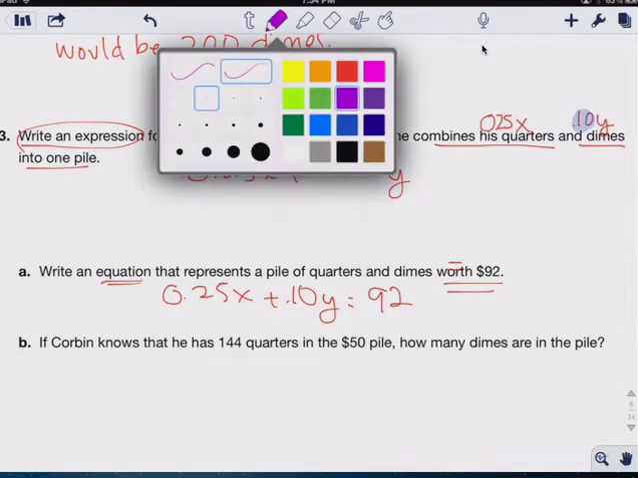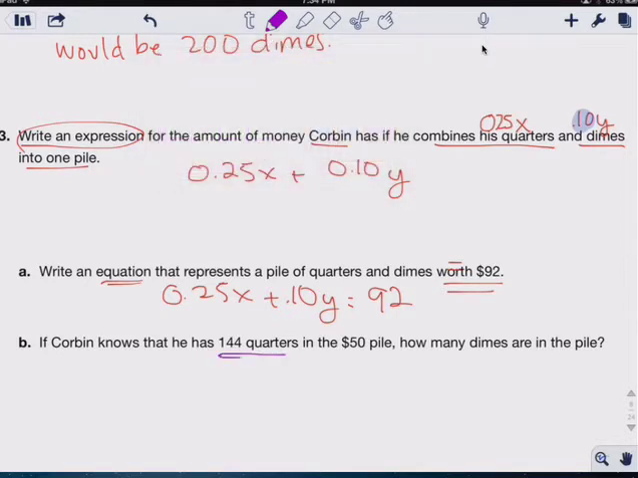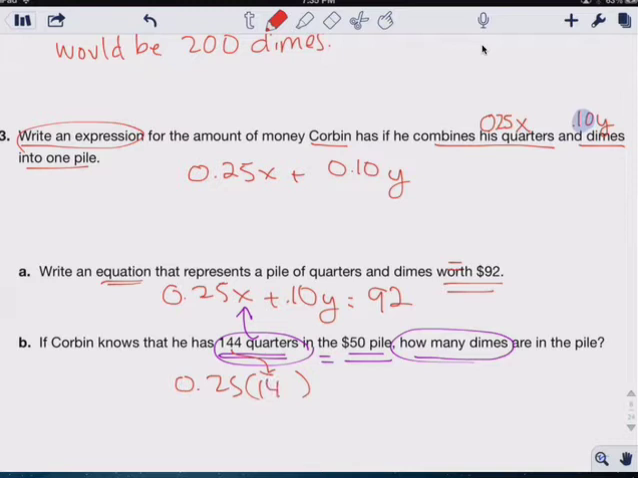If Corbin had a total of 144 quarters, remember x stands for quarters, so you substitute that in there, and it's $50, so it equals $50. Alright, how many dimes? He has quarters, we're trying to find dimes. So 0.25, substitute 144 for quarters, plus the 10 cents in dimes, put a decimal there, and it has to equal $50 right there.